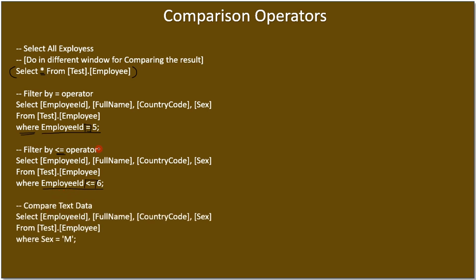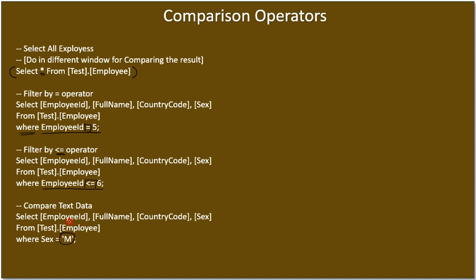When the compared data is numeric, we do not need to specify any quotes, but here we are making a comparison with a character or string based data type. So this where condition involves single quotes, between which the string is enclosed. Here the string is M.